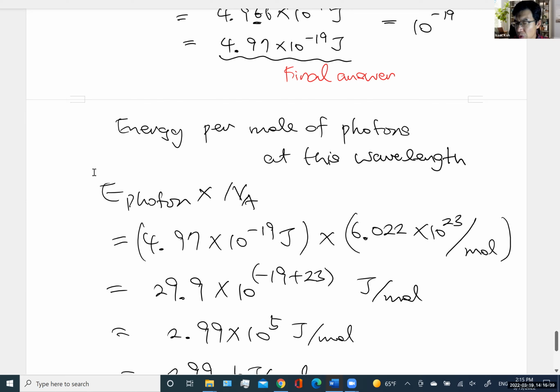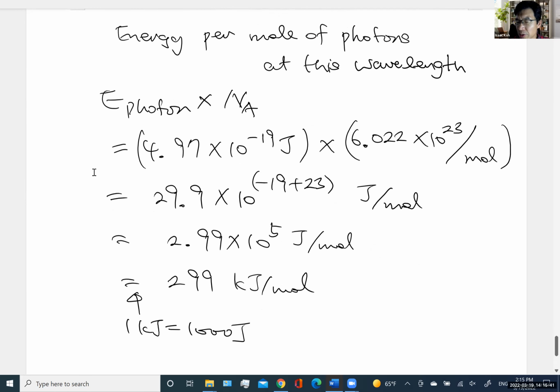In order to do that, we need to multiply by Avogadro's number. Avogadro's number is 6.022 times 10 to the 23rd per mole. When you do that, we multiply number by number, exponent by exponent. We found that it is 2.99 times 10 to the 5th joules per mole. And this is a large number, and better to represent it in kilojoules per mole, remembering that 1 kilojoule is 1,000 joules. So this is 299 kilojoules per mole. Then this value can be measured. We have equipment that is sensitive enough to measure this amount of energy.